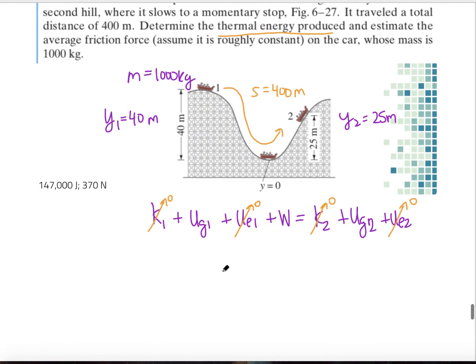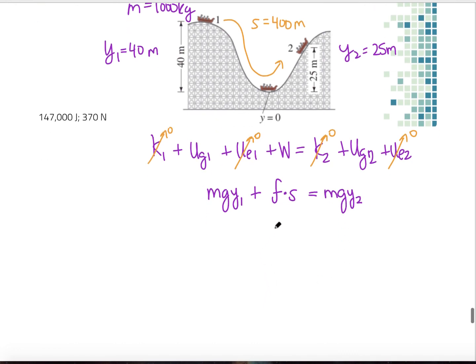So gravitational potential energy 1 is mgy1. Our work is our force of friction times S. And then our gravitational potential energy final is mgy2. So let's rearrange this to solve for the force of friction. So the force of friction is going to be mgy2 minus mgy1, right? We just subtract that. And then we divide all of this by our displacement S.